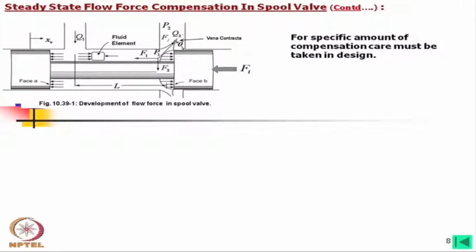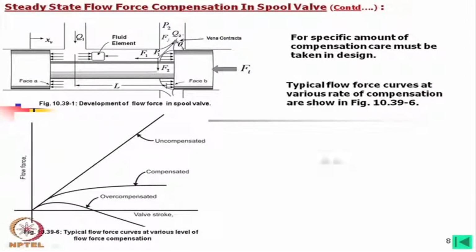Now, these are the few methods which I have shown. For a specific amount of compensation, care must be taken in design. This means that we can optimize something. It is not always expected that the flow force will be 0. We can have some flow force, and by designing the drive, that means designing the solenoid or any other drive, and keeping the compensation force to a limit, we can have some optimum design.